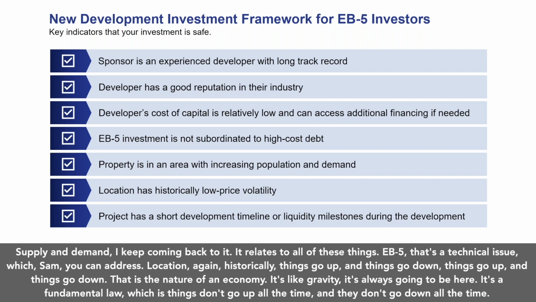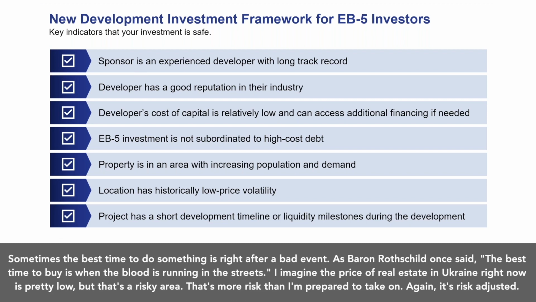EB-5, that's a technical issue, which Sam, you can address, and location again, historically. Things go up and things go down, things go up and things go down. That is the nature of an economy. It's like gravity. It's always going to be here. It's a fundamental law, which is things don't go up all the time and they don't go down all the time. So sometimes the best time to do something is right after a bad event. As Baron de Rothschild once said, the best time to buy is when the blood is running in the streets. I imagine the price of real estate in Ukraine right now is pretty low, but that's a risky area that's more risk than I'm prepared to take on.